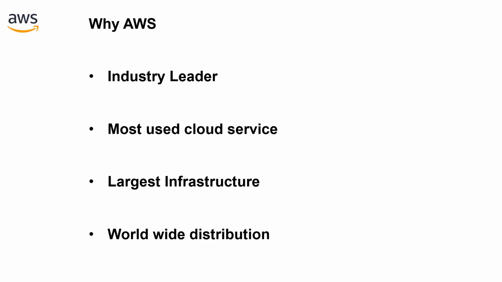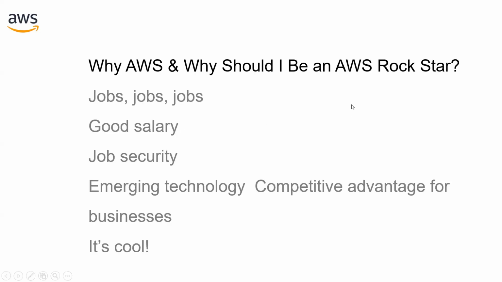And it has large infrastructure. Yesterday I showed you, right? Large infrastructure means I showed you there are 32, 33 regions we have. And we have worldwide distribution. This is a very, very important thing. Then why AWS? Good jobs, good salary, job security, emerging technology, and competitive advantages for business.